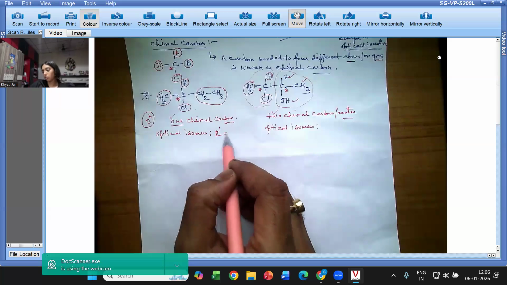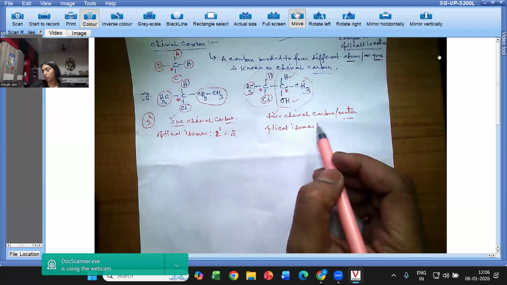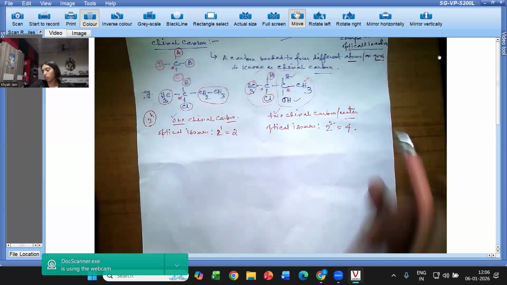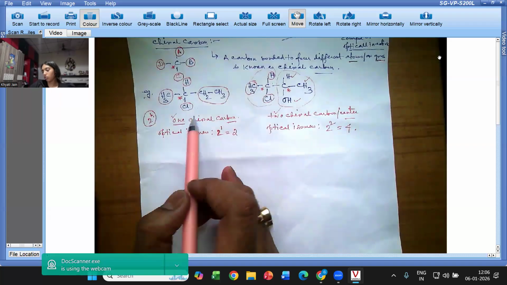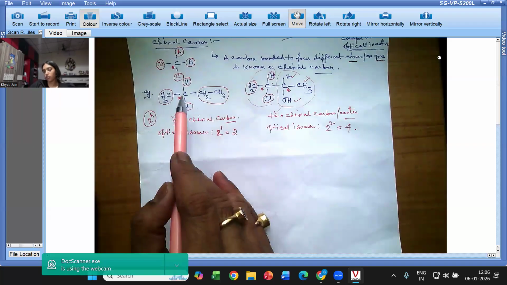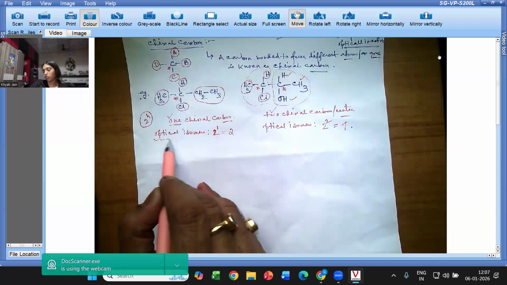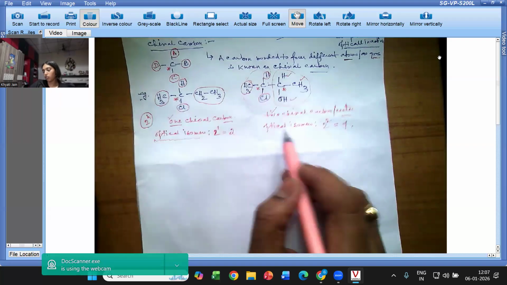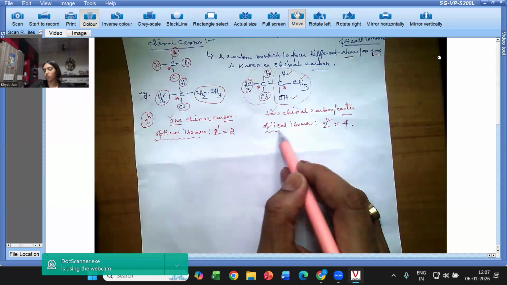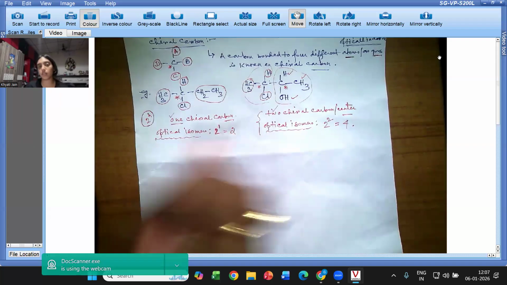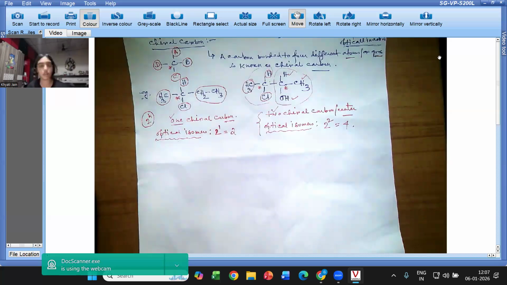It will be equal to 2, right? Yes, sir. Now how many? Equal to 4. So you have understood how to determine the chiral center or chiral carbon, followed by how many optical isomers for the particular compounds. Very regular questions come in both board as well as competitive exams. Am I clear to you? Any doubt? No, sir.